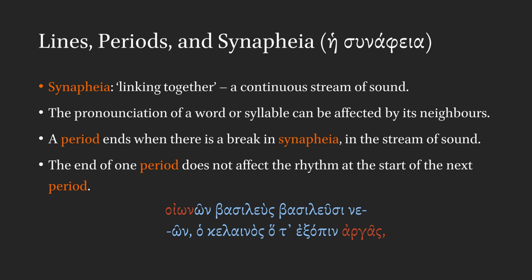This is also why a word can be split across lines in places like these. So, technically speaking, strophes are made up of periods, not lines. But in most cases, they'll mean more or less the same thing.